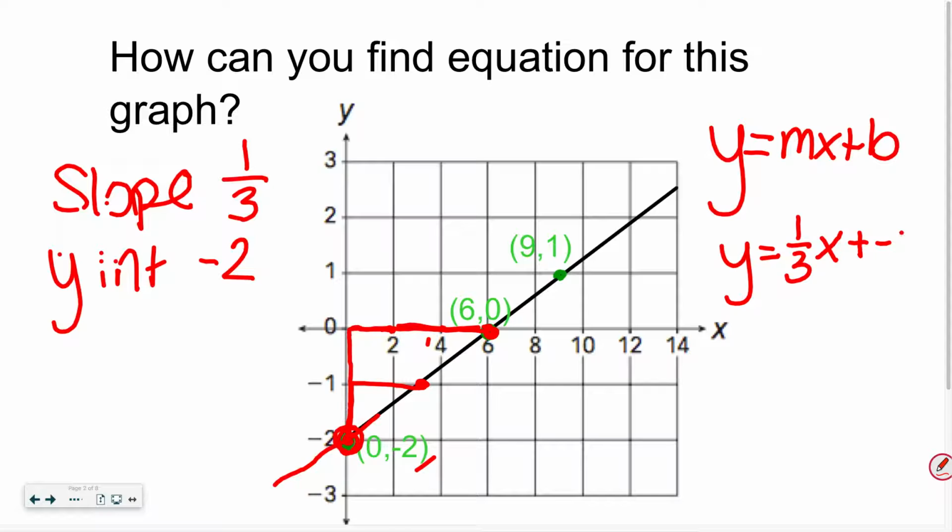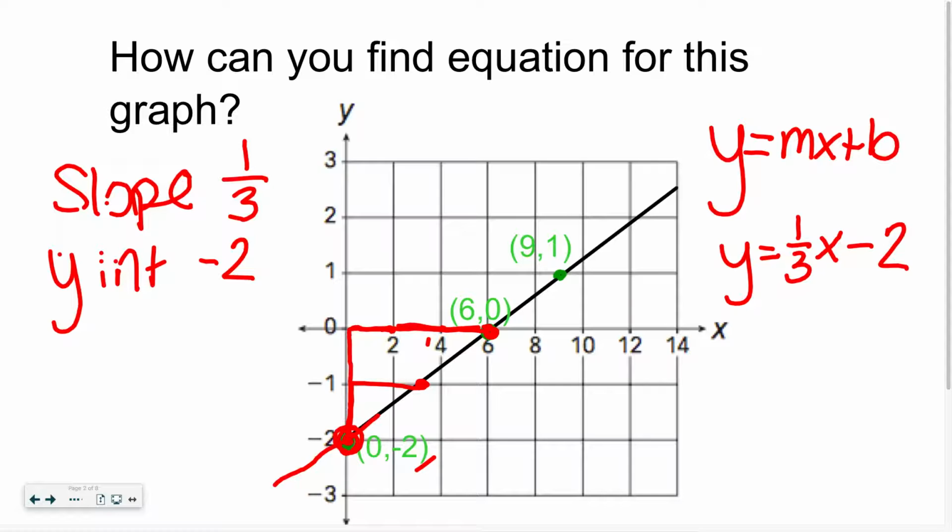Did we have to write plus -2? What could we have written instead? This minus. We could have just subtracted 2 because adding a negative is the same as subtracting. So our equation for this line, we just wrote an equation for a line: y equals 1/3 x minus 2. So we know that our slope is 1/3 and our y-intercept is at -2.